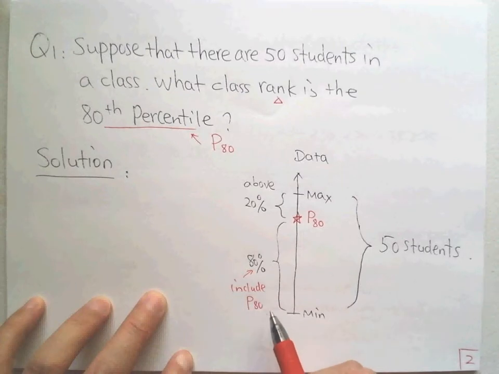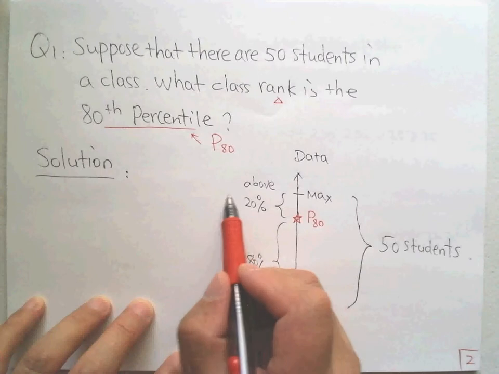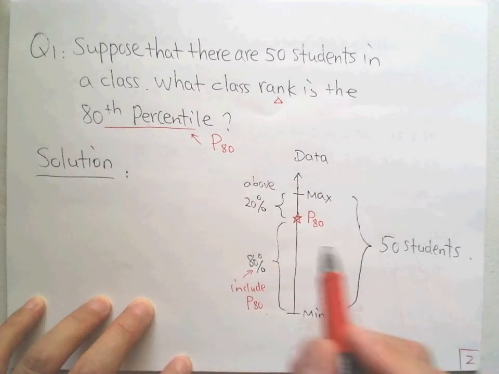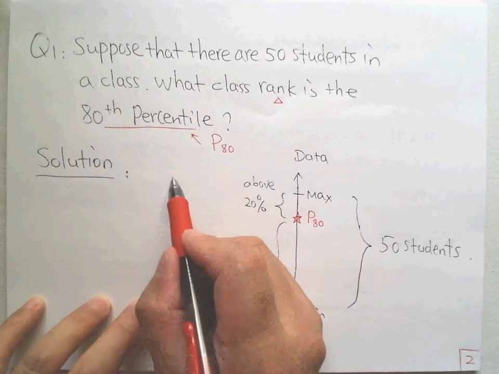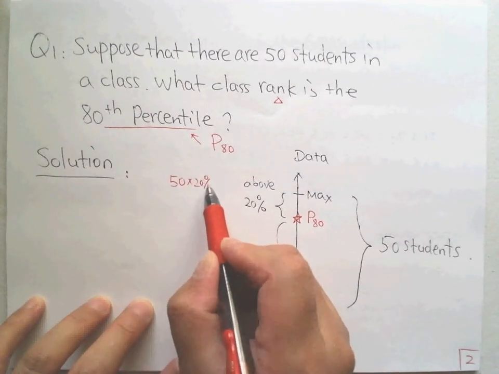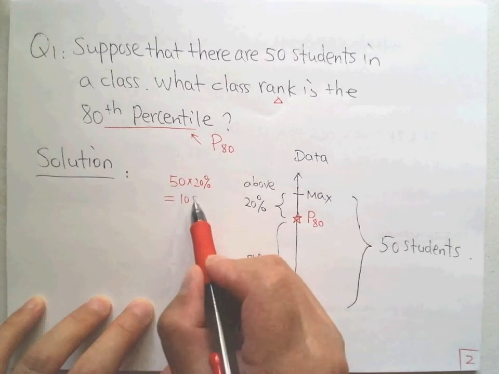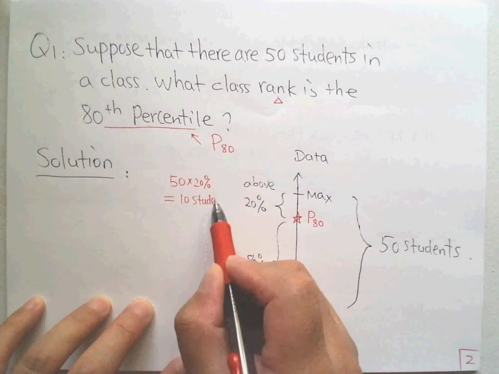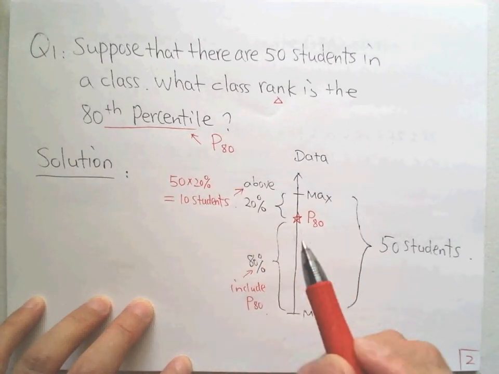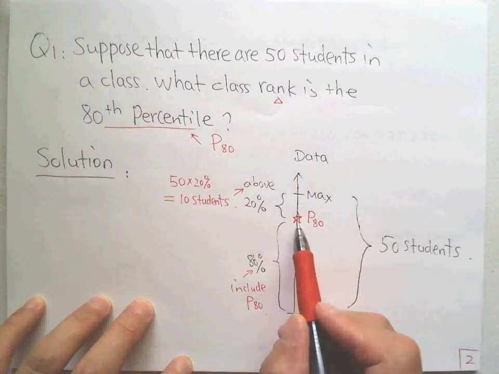That's the definition. So I am going to find how many students there are. How many students total? 50. 20% above, so I will count 50 times 20%. You can do the calculation. You get 10 students. See, it's easy to find the 10 students, right? 10 students above means what? What is the rank? Now we know, right?